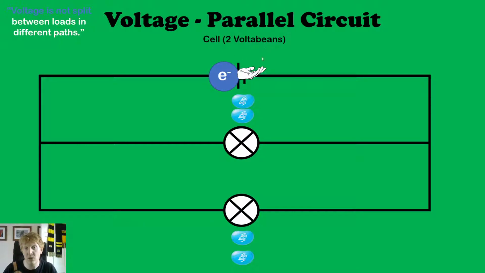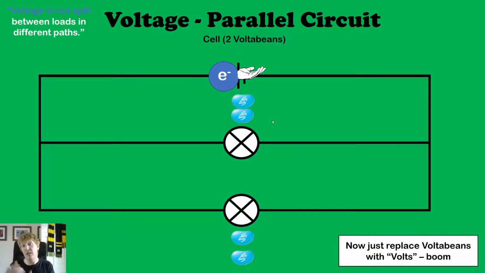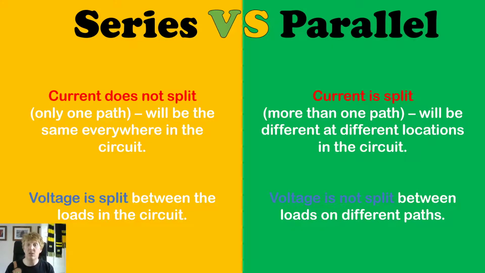This is a cell with 2 Volta Beans of energy. This bulb receives 2 Volta Beans, and this bulb also receives 2 Volta Beans. Obviously, replace Volta Beans with volts, and you've got 2 volts of energy going into this bulb, and you've got 2 volts of energy going into this bulb, same as was initially in the cell. Okay, and that's literally series and parallel circuits looking at voltage.